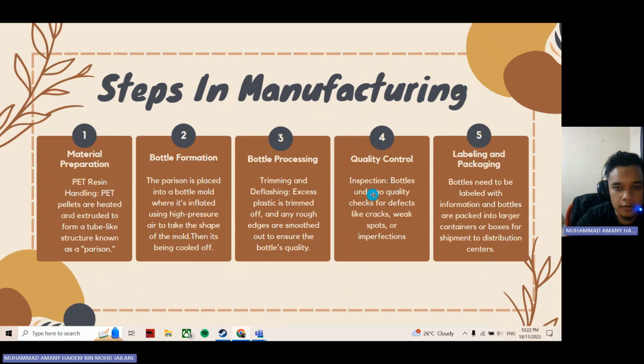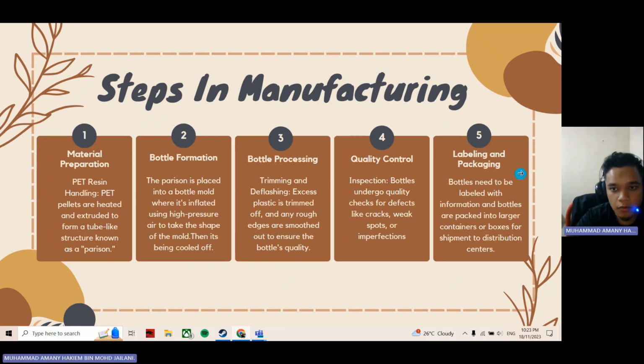Okay, and then for the fourth step, it's quality control, where we do inspection on each bottle that has just been produced from the previous machine. The bottles undergo quality checks for defects, such as cracks, weak spots, and imperfections on the bottles, to meet the quality standards.